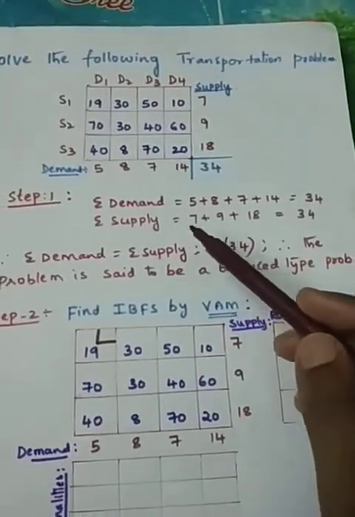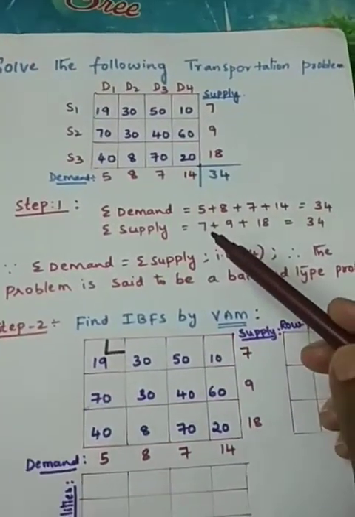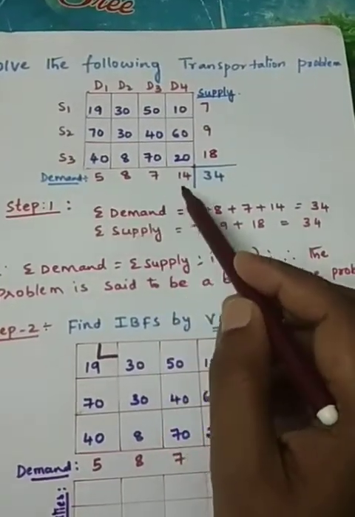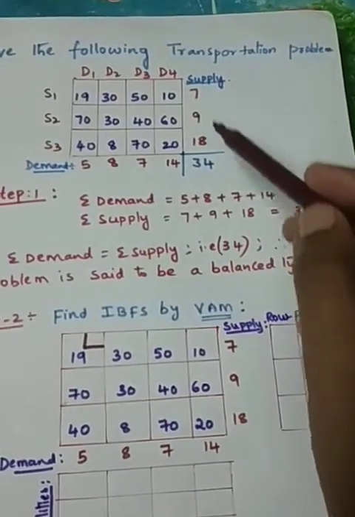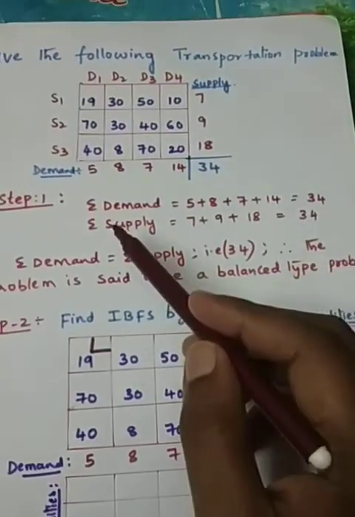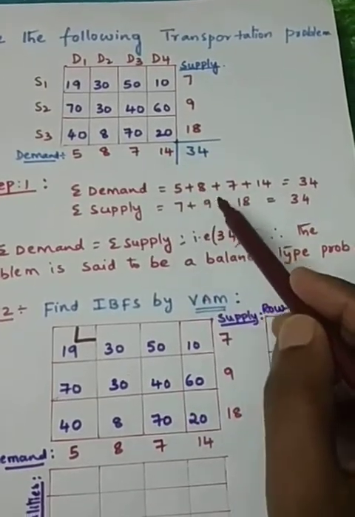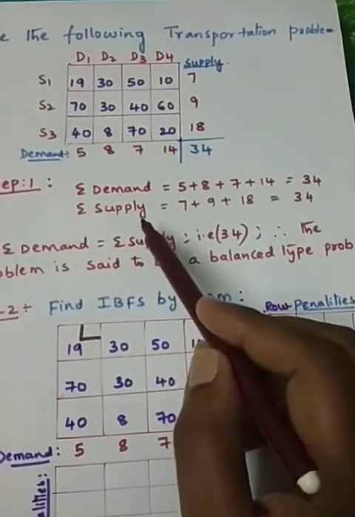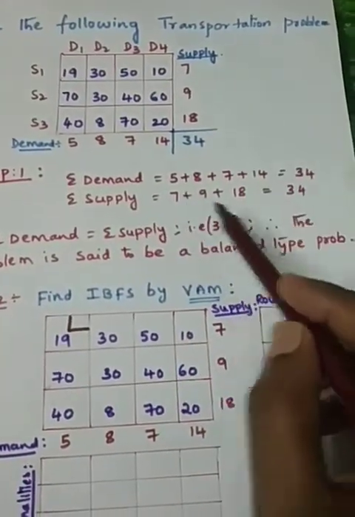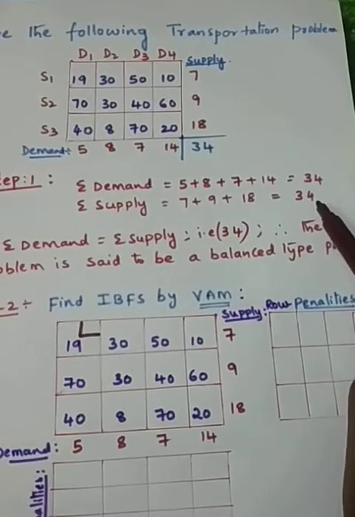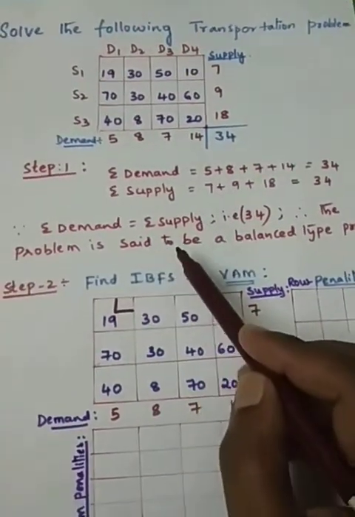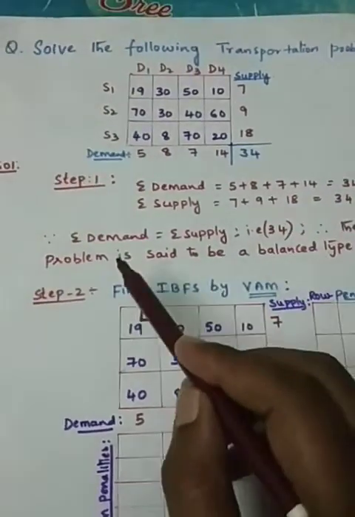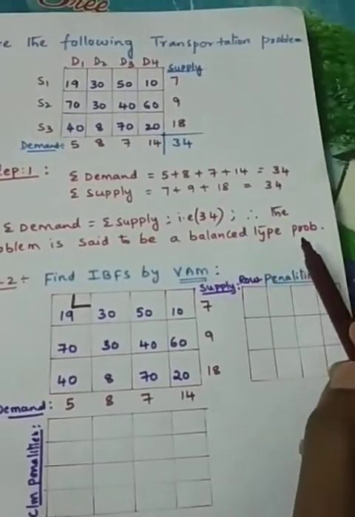So here the very first step for solving any transportation problem is to check whether the problem is a balanced type or unbalanced type. How we will come to know is, you need to add all the demand values which are given in the problem and all the supply values also. So if I add the demand values 5 plus 8 plus 7 plus 14, I get a value of 34. Similarly, if I add all the supply values 7 plus 9 plus 18, I get the same value, 34. So therefore we can conclude that since summation of demand is equal to summation of supply, the problem is said to be a balanced type transportation problem.